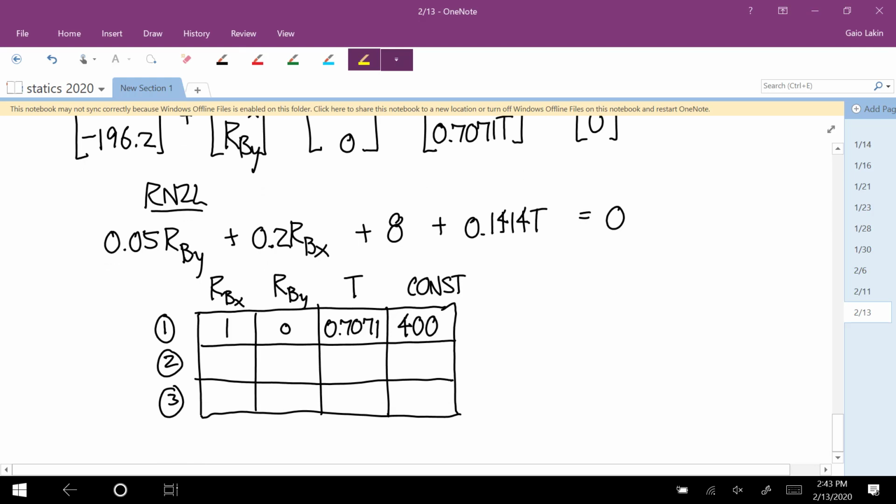The second equation, RBYs, we have 1. T's, we have 0.7071. The constant on the other side is positive 196.2. And then the third equation, RBXs, we have 0.2. RBYs, we have 0.05. T's, we have 0.1414. The constant is -8. And does anyone have these answers?